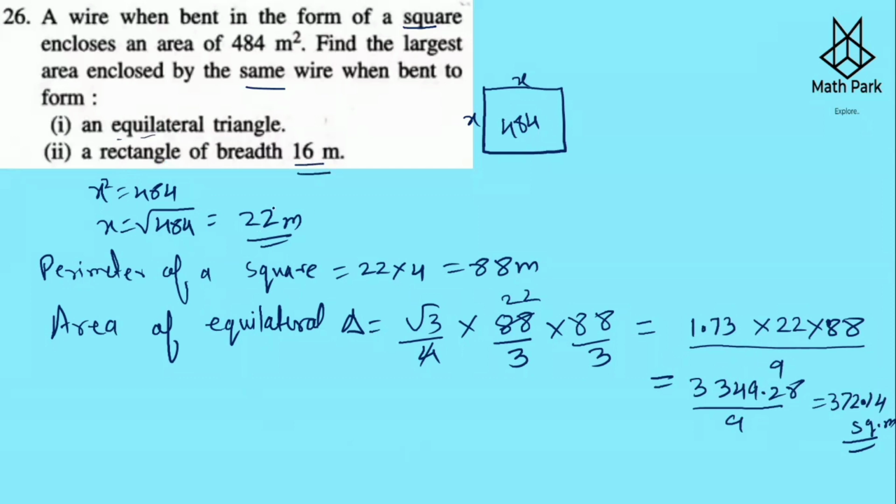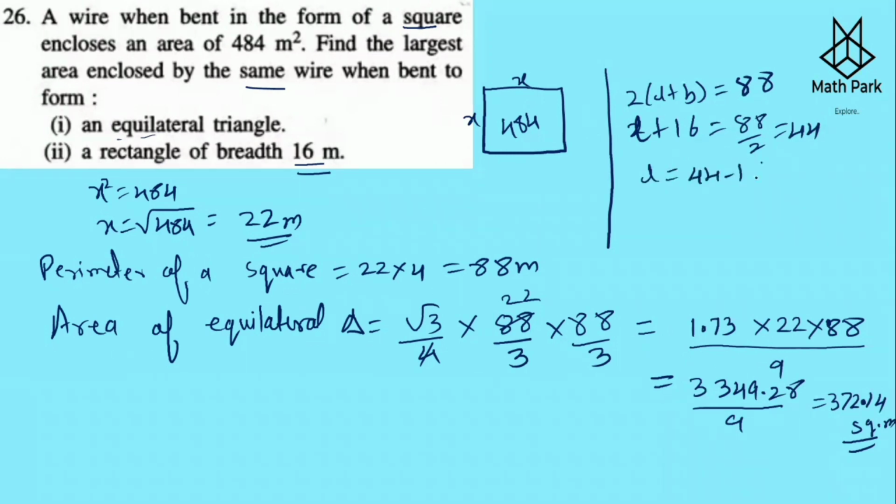Now breadth is given as 16, we don't know the length. So let us calculate this part over here. The perimeter, that is twice length plus breadth, is equal to 88. The perimeter is same. So it is twice. So length plus breadth, which is 16, is equal to 88 divided by 2, which is 44. So length is equal to 44 minus 16, which is 28 meter, the length of this rectangle.